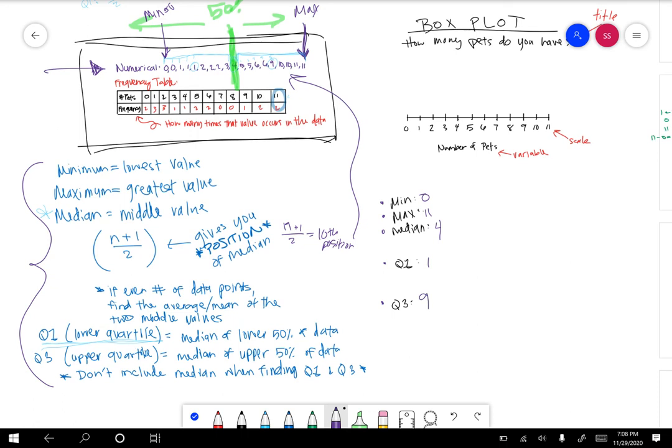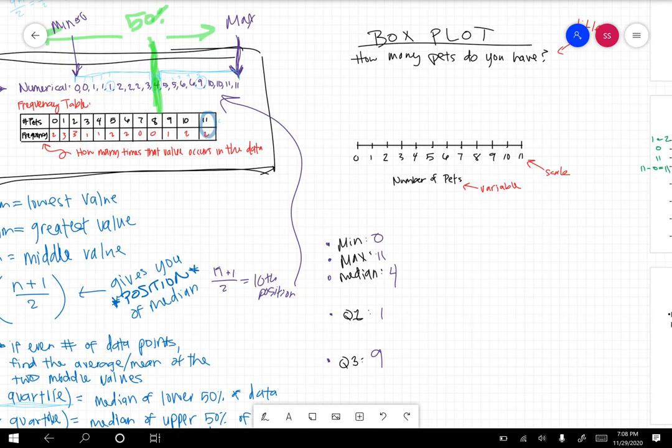And that's basically all the information you need to make your box plot. So what we're going to do to actually create our box plot, I'm going to zoom in a little bit up here.